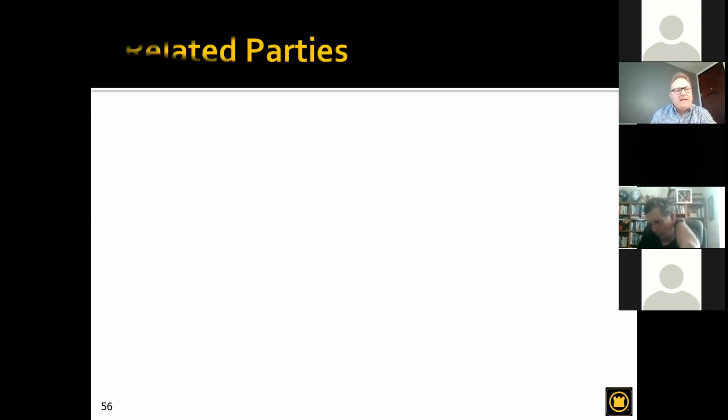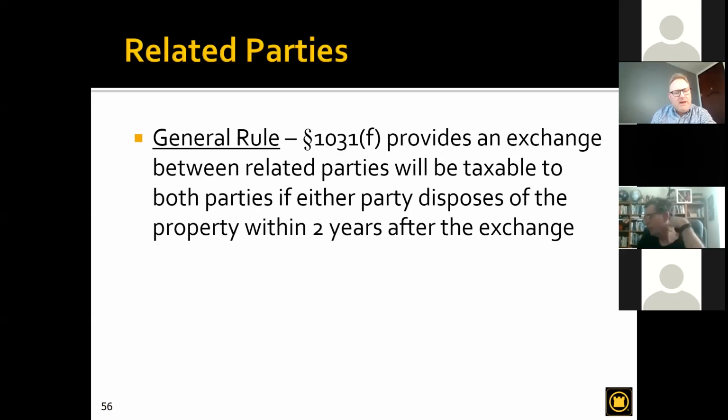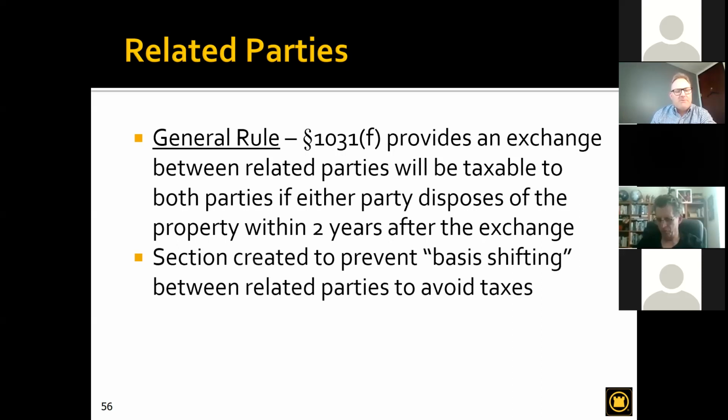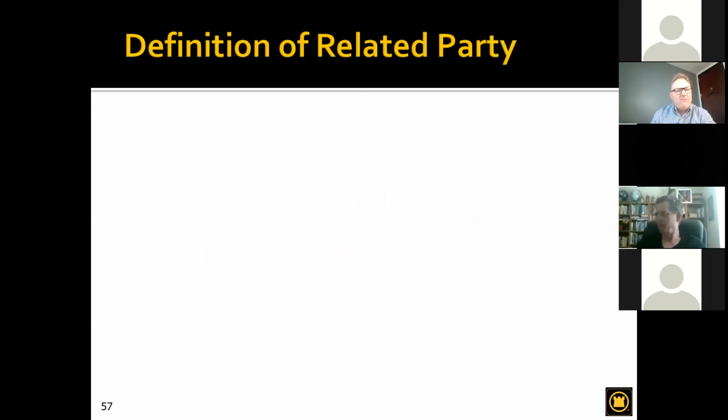Next topic up is related parties. Now, Section 1031(f) provides that an exchange between related parties will be taxable to both parties if either party disposes of the property within 2 years after the exchange. So if you are doing a 1031 and you buy from a related party, both of you have to hold on to your respective properties for a period of 2 years. This section was created to prevent basis shifting between related parties. I've got an example coming up. But first, what is a related party?